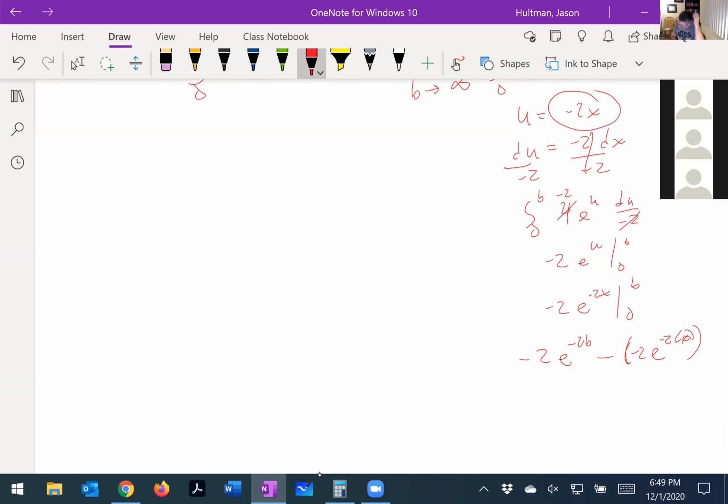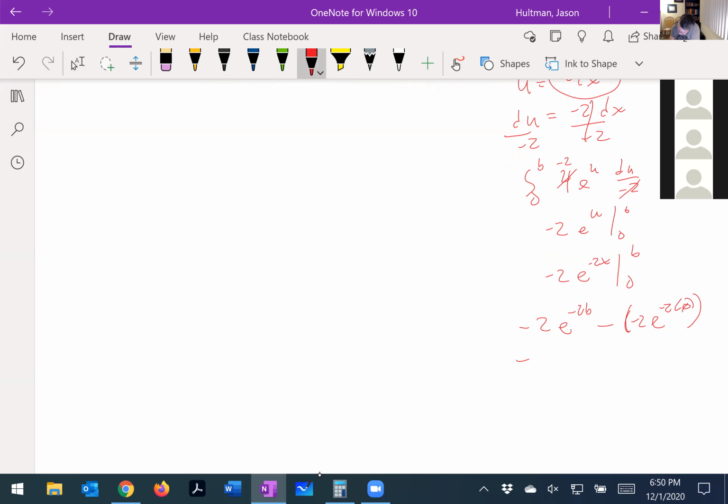Keep close attention to your negative signs. Okay. And so this thing, I'm just going to let be negative 2e to the negative 2b, plus 2, and then this is e to the 0, but what's anything to the 0 power? It's just 1, right? It's 2 times 1. This is e to the 0, which is 1. 2 times 1 is just 2. Okay, and so we want to do the limit as b goes to infinity of this thing.